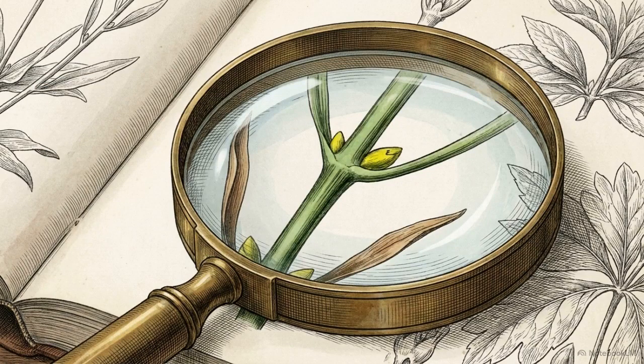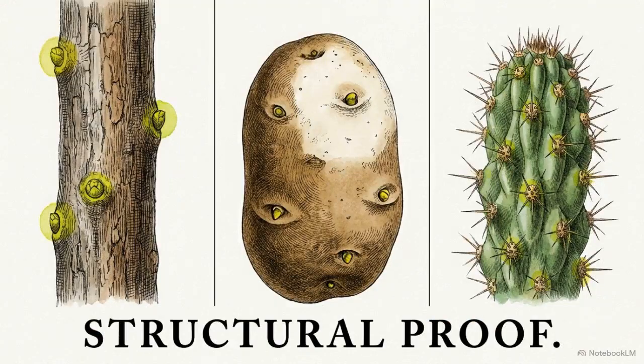Consistently checking for nodes, internodes, and buds is the most effective way to navigate morphology questions. If those anatomical markers are present, you are looking at a stem, no matter what it is disguised as.